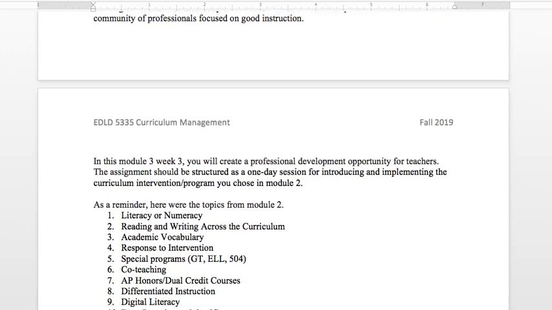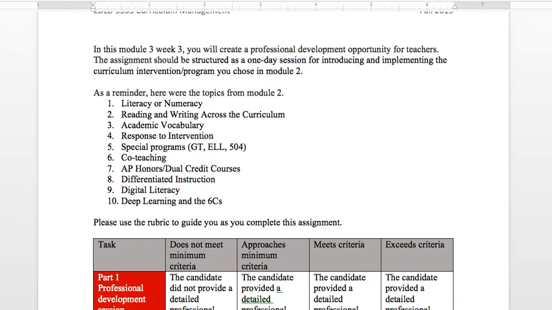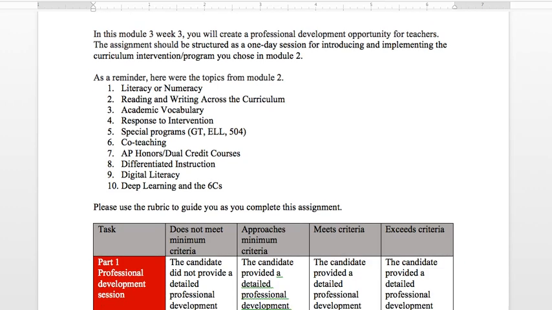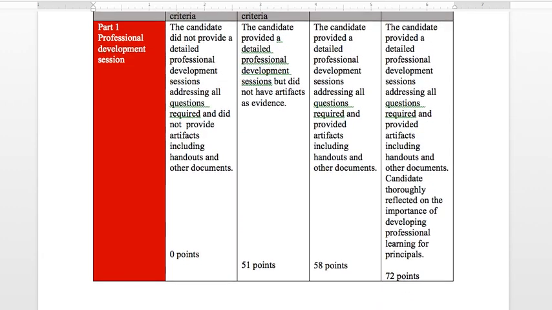So in this module, you're going to take the intervention that you did in Module 2, and now you're going to structure a one-day session of professional learning. How do you introduce this? How do you implement? And those kinds of things. So again, there's your 9 topics, and I added deep learning and the 6 C's for this in case you want to do professional learning on that. Let's take a look at the rubric.